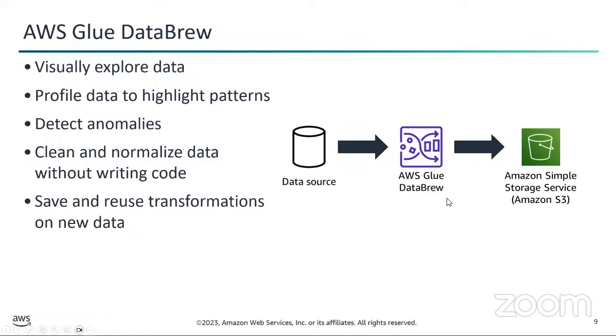So the Data Brew actually can show you data visually, profile the data to highlight the patterns, detect anomalies, meaning that which is outside the pattern, which is something we are not expecting. That's called anomaly. Clean and normalize the data without writing any code, just everything visually. Click, drag and drop, save and reuse the transformation on new data.